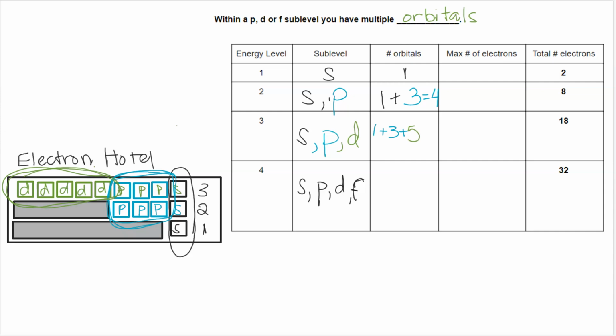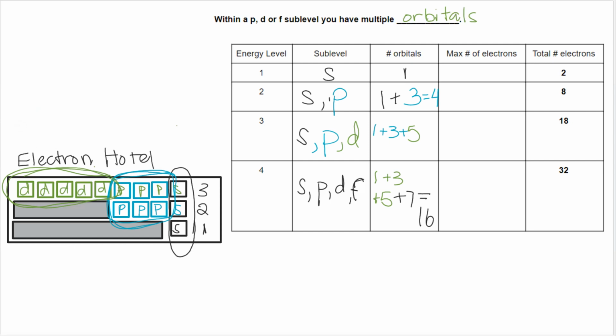And then when we get to energy level 4, which I didn't draw in our electron hotel because it just becomes a lot of boxes to draw, we can still have one S orbital. We can still have 3 P orbitals. We can still have 5 D orbitals, and we get F orbitals now. So we can have 7 F orbitals. So if we add up this total, 7 plus 3 is 10, plus 5 plus 1 is 16 orbitals.